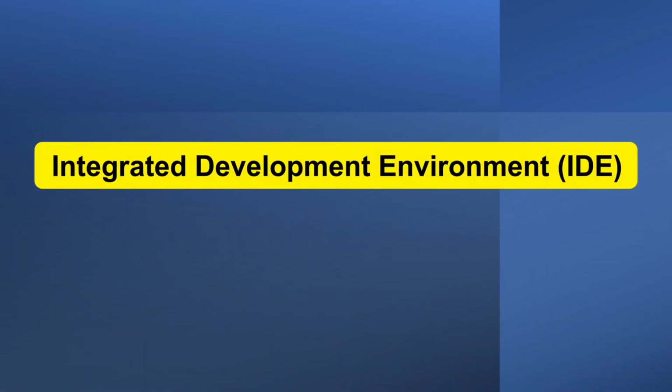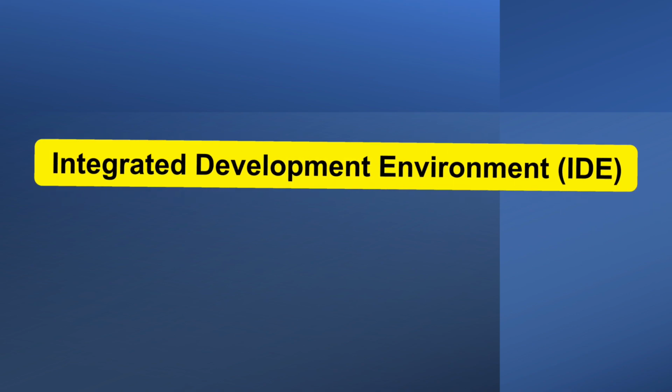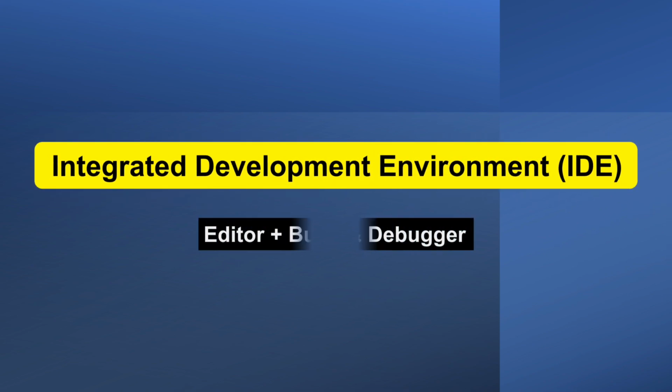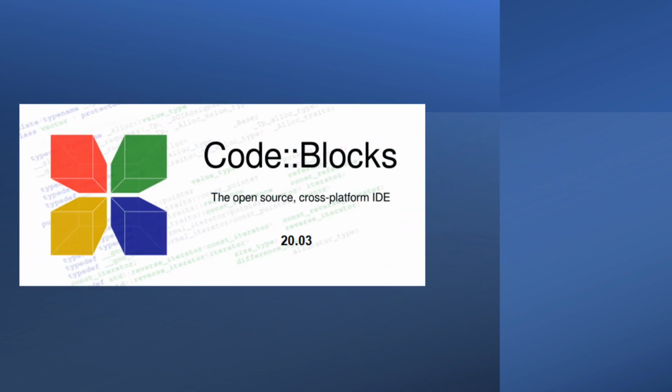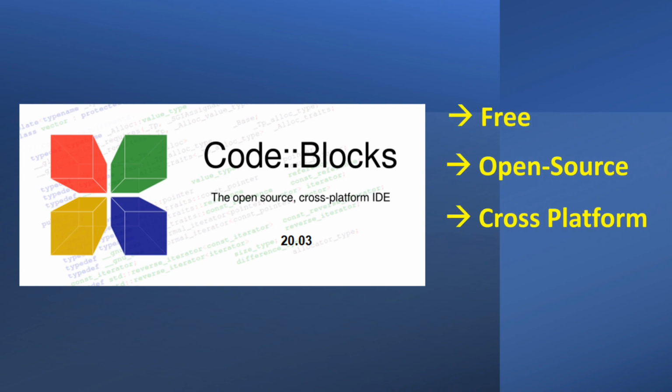To create a C language program, we need an Integrated Development Environment, or IDE, which is basically an application that contains an editor for writing code, and also a builder and debugger, to run and fix the mistakes in programs. In these tutorials, we will be using an IDE called CodeBlocks, which is a free, open source, and cross-platform integrated development environment for C, C++, and Fortran. On top of that, it is very user-friendly.